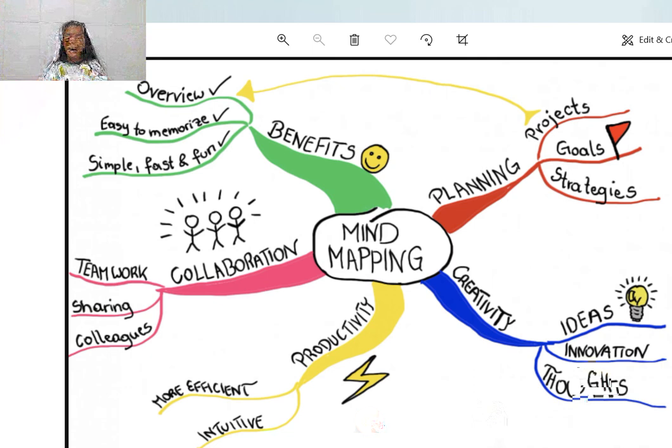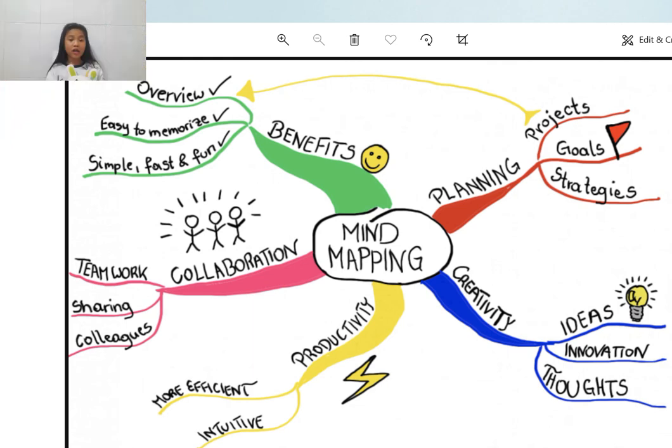Next, you need to think about your thoughts. You can put your thinkings inside your map. Okay? Next, productivity. We need to have more effort. And this mind map can help us be more efficient in presentations, and we can be more intuitive. Well, after you have finished drawing that mind map, adding all the pictures that you know how to draw, adding all the ideas that you know, and adding all the words about this, then collaboration with others.